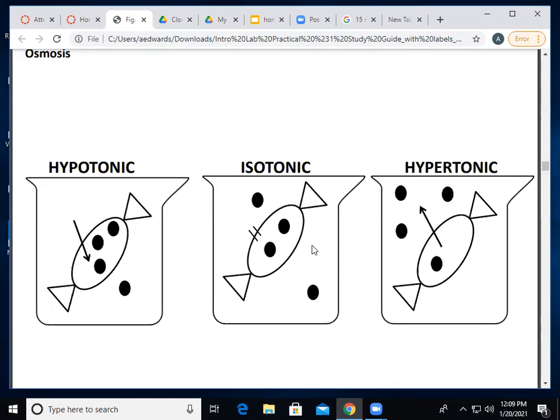In a hypertonic solution, the concentration of the solute or the molecules is higher outside, which means the concentration of water is going to be lower outside. So water's higher inside. Water goes out. What happens to the bag? Shrinks.